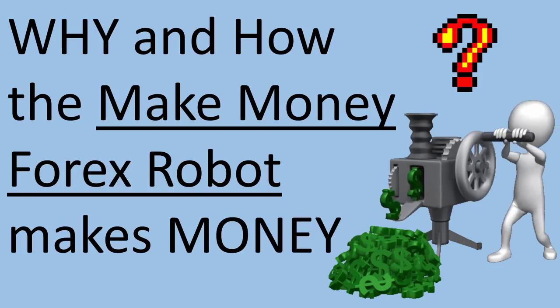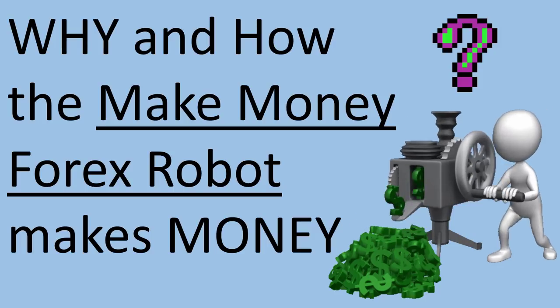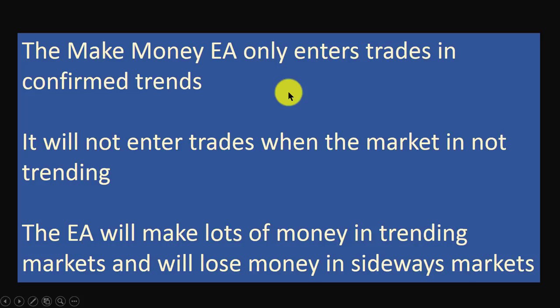we're going to have a look at why and how the Make Money Forex robot makes money. Essentially the Make Money EA enters trades in confirmed trends, and we're going to have a look at how we confirm those trends. So it will not enter trades when the market is not trending, and you'll also see why that actually happens. The EA will make lots of money in trending markets but will lose money in sideways markets. So let's have a look at this EA in a little bit more detail.